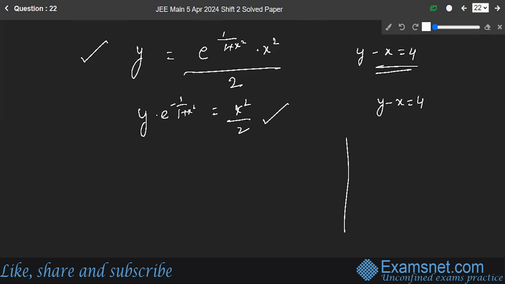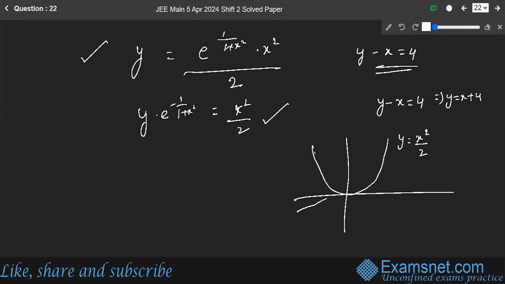This will look something like this. This is your curve y is equal to x square by 2, and your line y is equal to x plus 4, right? This is your line, and this line will be going like this somewhat. Y is equal to x plus 4. Let's find out the point of intersection of these two.